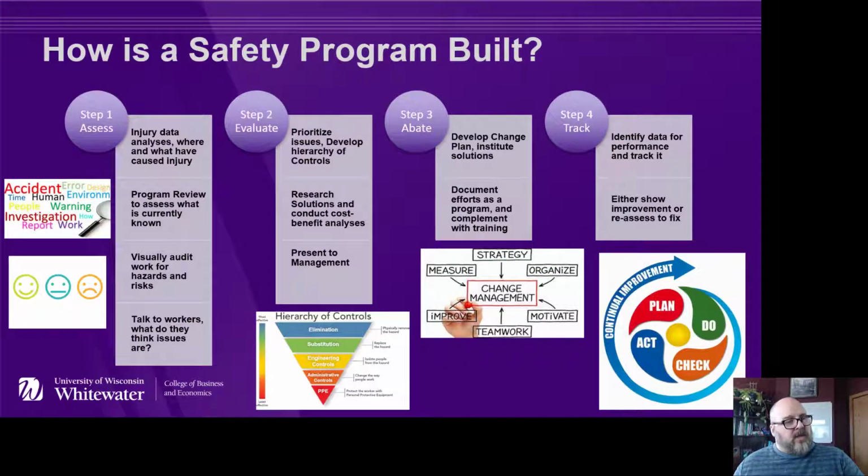How is the safety program built? It starts with assessing. We assess data. We look at the written programs that are currently in place, and that'll come out in all of my consulting reports I share with you. That's something I do right at the beginning. The visual audits or job hazard analyses, all these things need to be done.